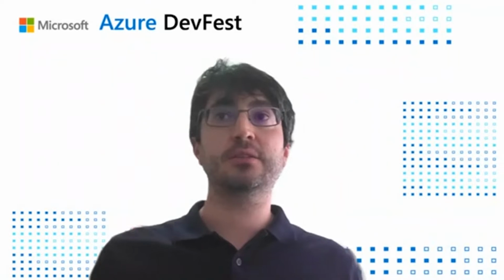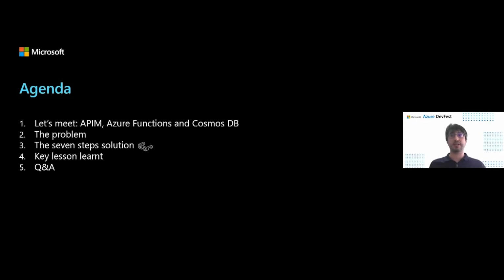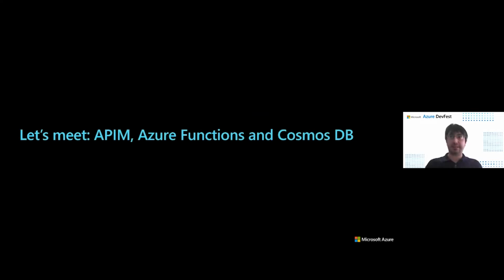I will start with an introduction of the key components of a cloud native architecture. So I will speak about APIM, Function, and Cosmos DB. Then I will provide the problem statement of our customer, and I will go through the journey and how we solved it. At the end, I will summarize our key lessons learned, and we will have time for the Q&A as mentioned by Francois. So let's start speaking about the key components of this cloud native architecture.